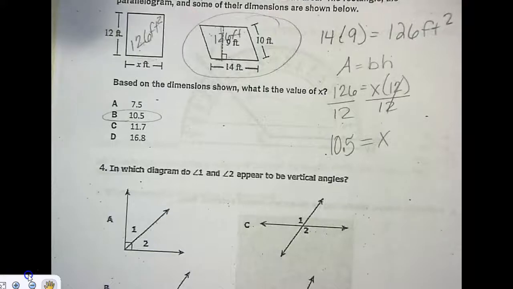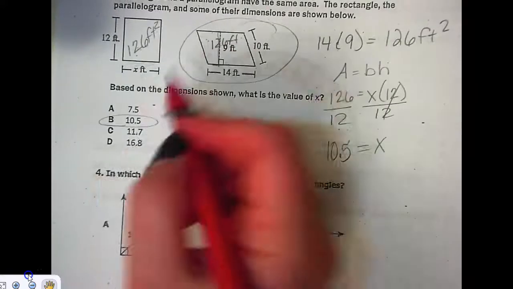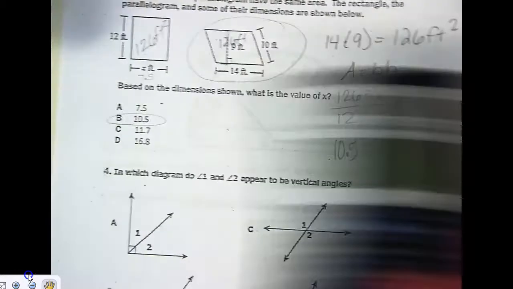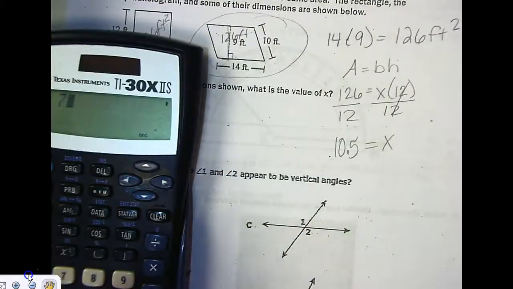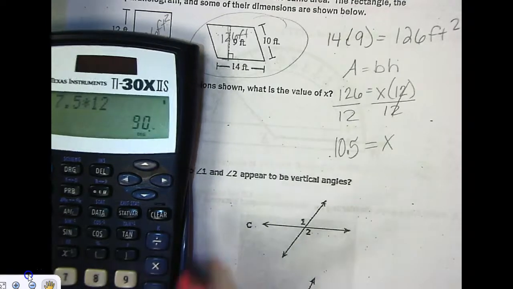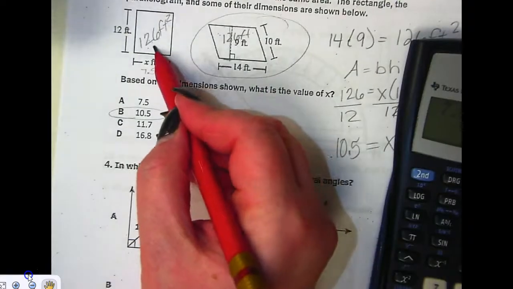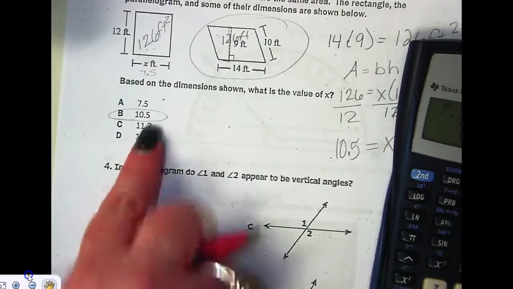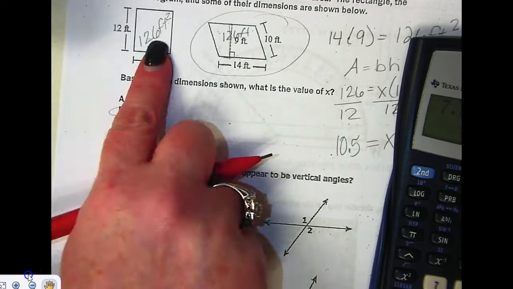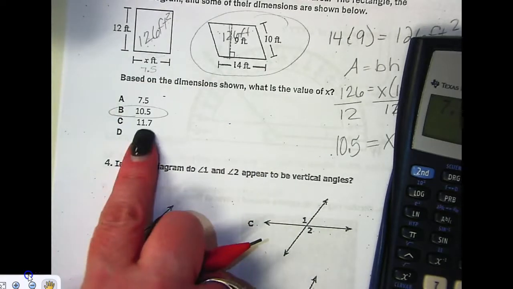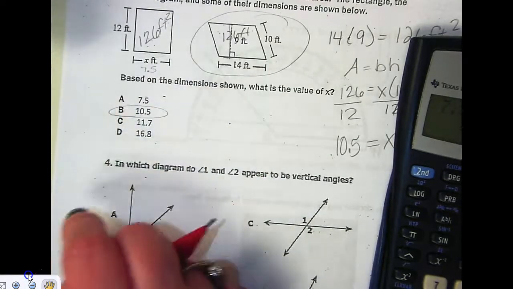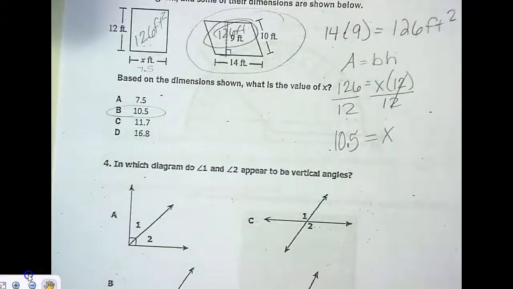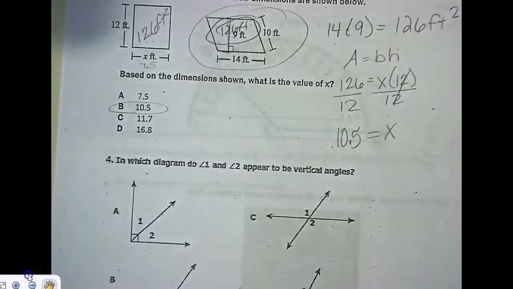Do you know which one most people picked? A. I don't know how you picked A. But if you had picked A, you could have said, what is 7.5 times 12? 7.5 times 12, 90. But you need 126. What else could you have done? You could have just kept going down the list. 10.5 times 12, and you would have gotten that. 11.7 times 12, and you would have gotten a different number. So the whole key was finding out the area of this one first, and then there's more than one way to get there.